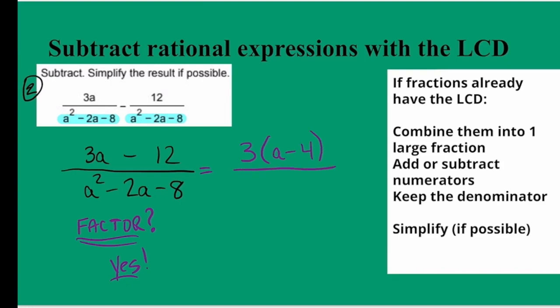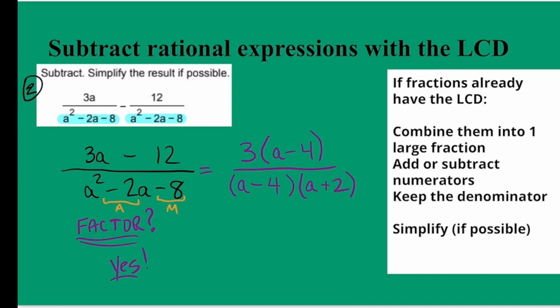Our denominator is a trinomial, 3 terms. So we're going to look for numbers that multiply to give you negative 8, and that are going to add to give you negative 2. So we have a times a, and those numbers are going to be negative 4 and positive 2.